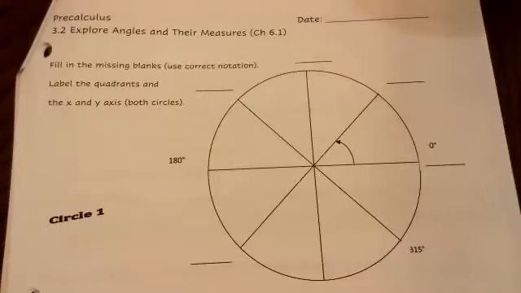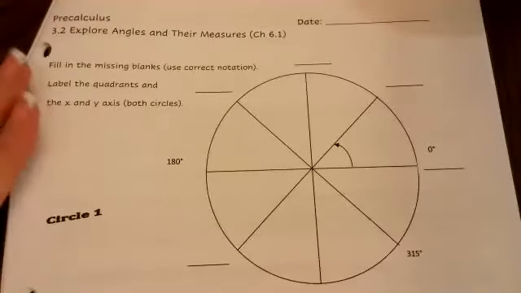We are going to start introducing you to the unit circle today, and we're going to do that through a quick exploration and going through different parts. On this part, it says fill in the missing blanks and use correct notation and label the quadrants and the X and Y values. So that's what we're going to do real quick on this circle here.